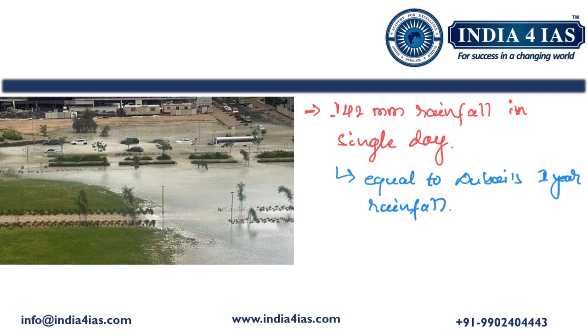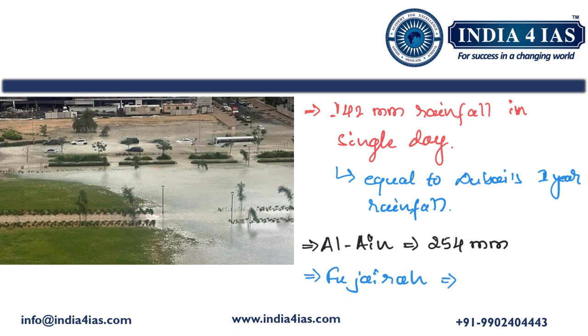In addition to Dubai, the city of Al Ain, which is located 130 kilometers from Dubai, also experienced a record rainfall of about 254 mm. And another city called Fujairah on the eastern coast of UAE experienced 145 mm of rainfall. So, what we can take for examination from this news is the cities which are in news because of the severe rainfall and flooding. We have come across three cities of the UAE. The first one is Dubai, the second one is Al Ain, and the third one is Fujairah. These cities are in news because they are affected by the floods and heavy rainfall.